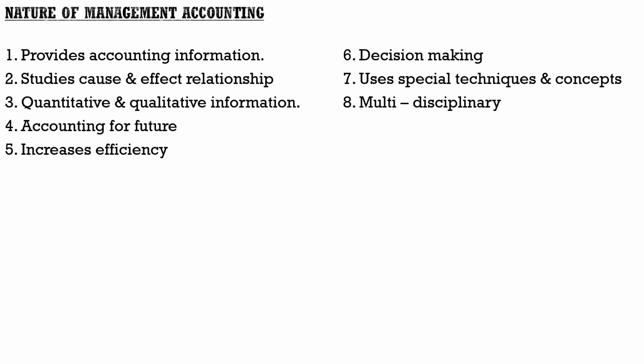Multidisciplinary. We all know the meaning of multidisciplinary, because management accounting is a combination of several disciplines. Discipline means subjects such as financial accounting, cost accounting, statistics, operations research, economics, and many other subjects. These are the major subjects. From these subjects, management accounting has borrowed various tools, techniques, principles so as to present the financial data in an appropriate way.